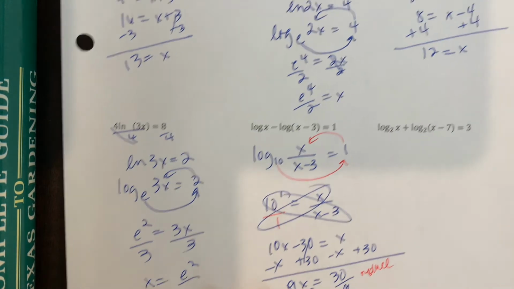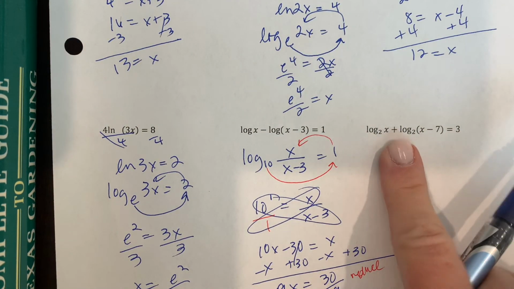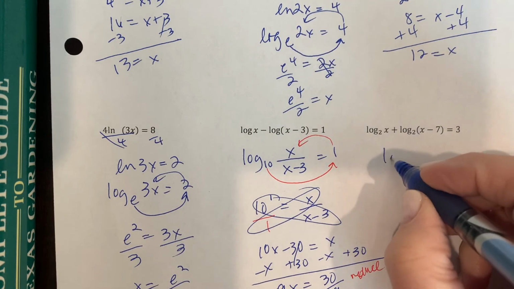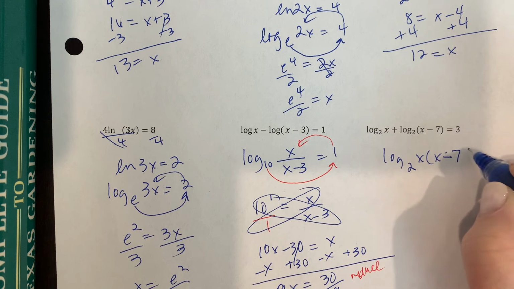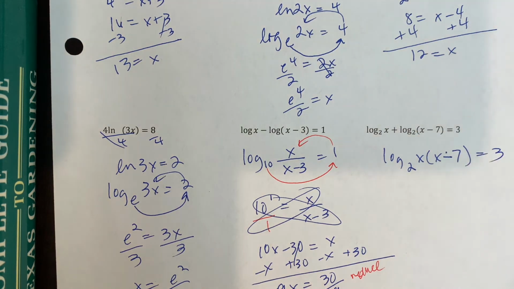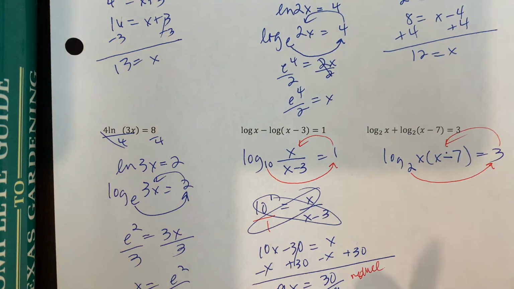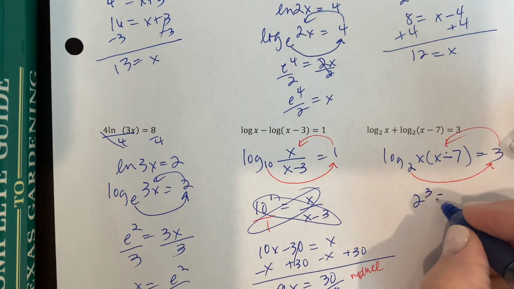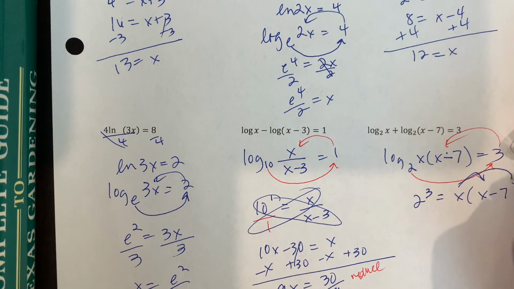Okay, last one. Remember that addition is rewritten as multiplication. So it's going to be log base 2 of x times x minus 7 equals 3. Okay, so that's going to mean 2 to the 3rd power equals that. So 2 to the 3rd power equals x times x minus 7. Okay, so I'm going to distribute that, and I get x squared minus 7x equals 2 to the 3rd, which is 8.